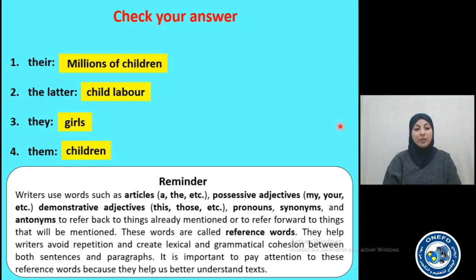Reminder. Writers use words such as articles, possessive adjectives, demonstrative adjectives, pronouns, synonyms, and antonyms to refer back to things already mentioned or to refer forward to things that will be mentioned. These words are called reference words. They help writers avoid repetition and create lexical and grammatical cohesion between both sentences and paragraphs. It is important to pay attention to these reference words because they help us better understand texts. That's all about reference words. Let's go and see task 11.